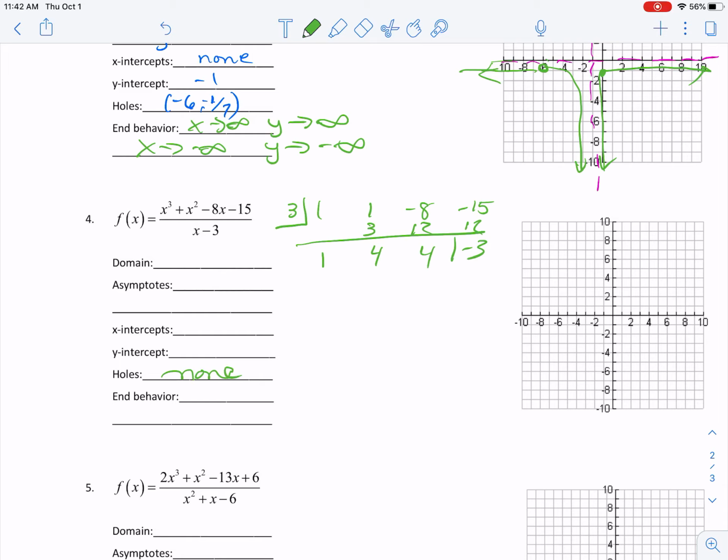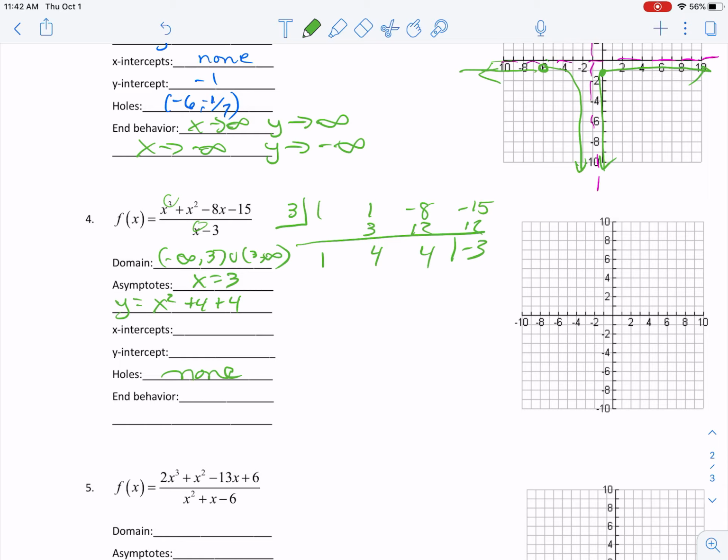All right. The top's bigger than the bottom, so I have a parabolic, and I just did the division. So my parabolic asymptote is x squared plus 4x plus 4. My vertical is at x equals 3. My domain is -infinity to 3 and 3 to infinity.